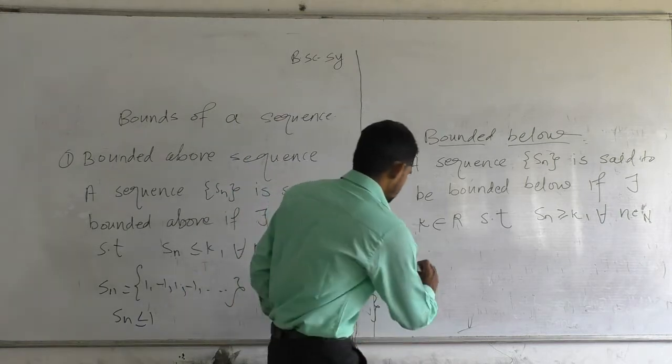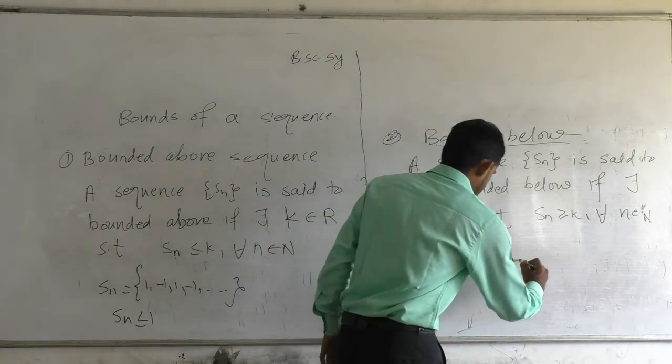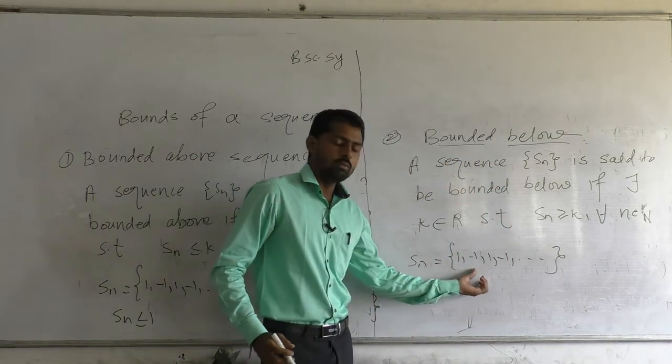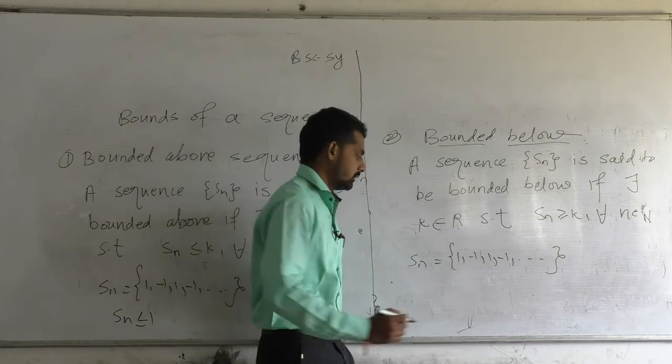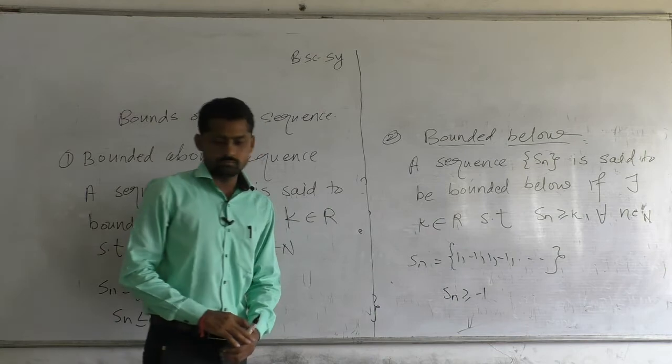For example, Sn is 1, minus 1, 1, minus 1 and so on. Now this sequence is bounded below and the lower bound of this sequence is minus 1 because every element of Sn is greater than or equal to minus 1.